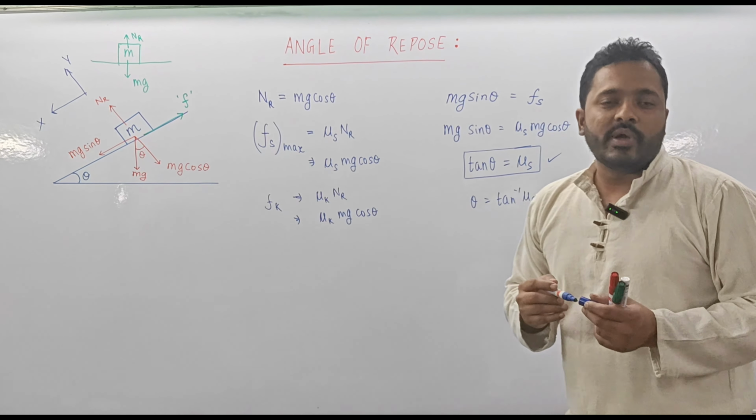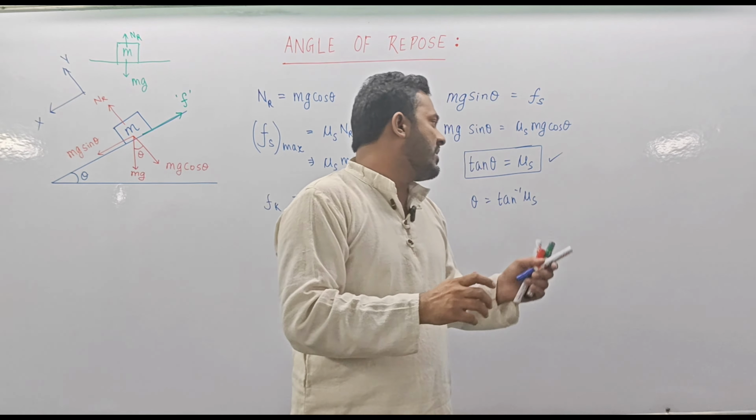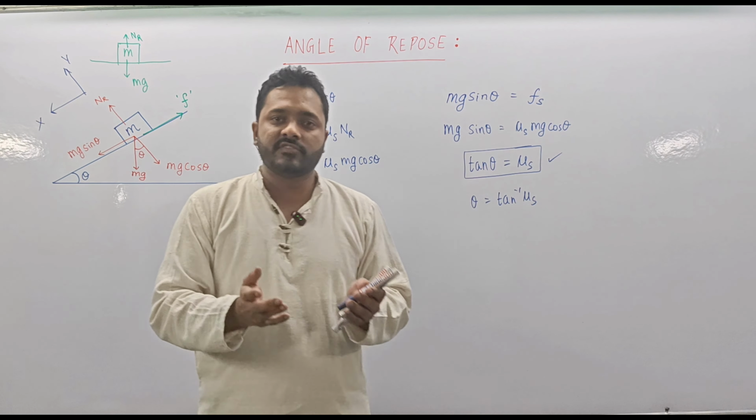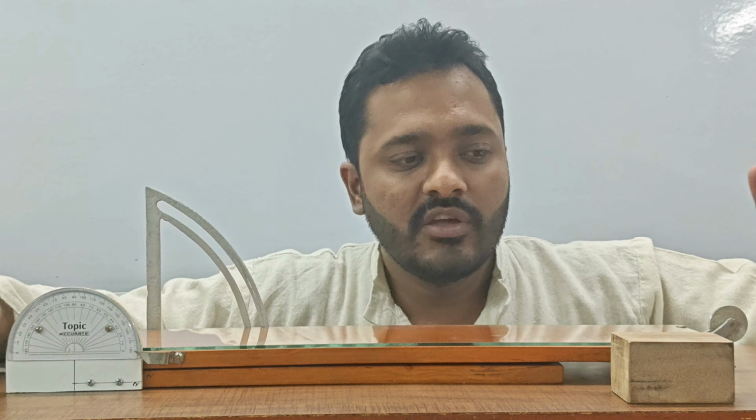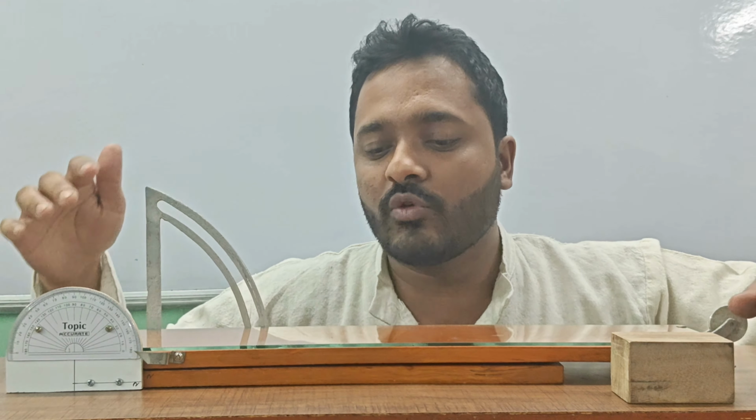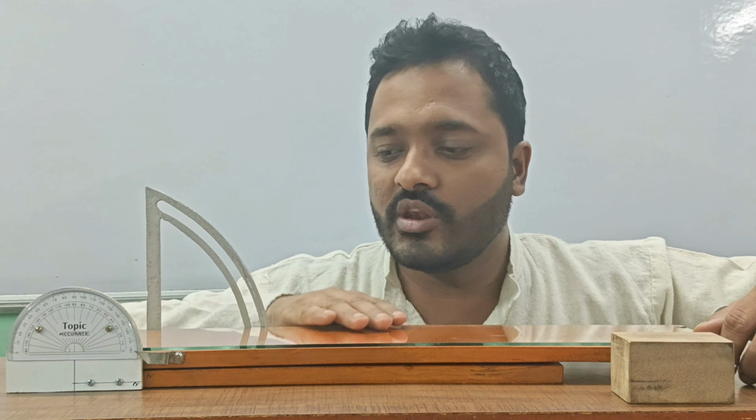Now let us do a quick experiment to calculate the coefficient of friction between a surface and the block. So let's begin by calculating the angle of repose. So what is angle of repose? We have already summarized it: the angle at which the block starts sliding down due to its own weight. So we will find that angle, and then we will use that angle to calculate the coefficient of friction between this surface and the block.